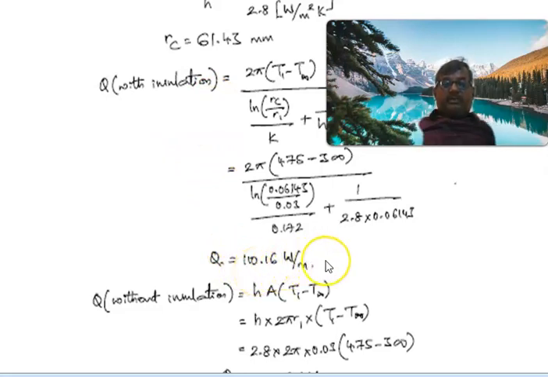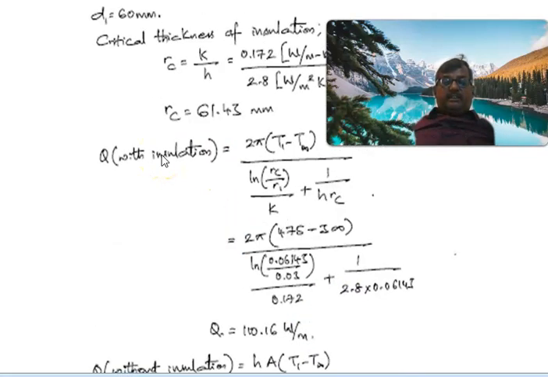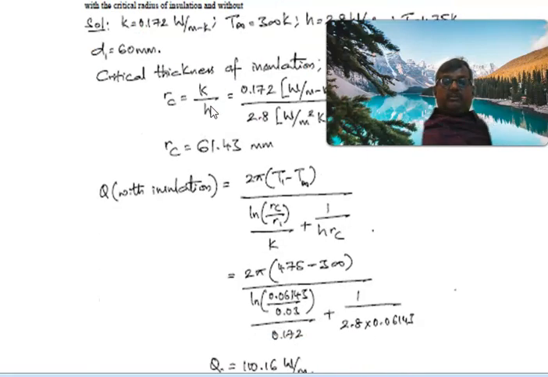If I substitute, with insulation the Q value becomes 110.16 watts per meter. Same way, without insulation, that means considering the convection, h A delta T, which is nothing but Newton's law of cooling. The h value we know, 2 pi R value we know, T1 value and T infinity value we know. Since we substitute, without insulation 92.36 watts per meter heat transfer, and with the insulation 110.16 watts per meter heat transfer is taking place. This is the tutorial number 2 problem.